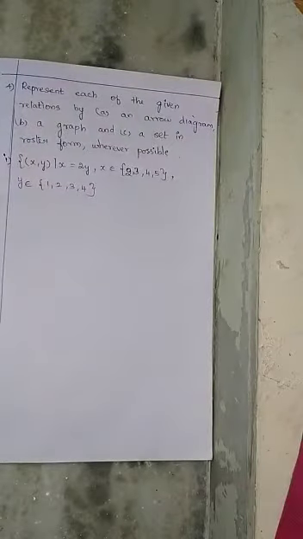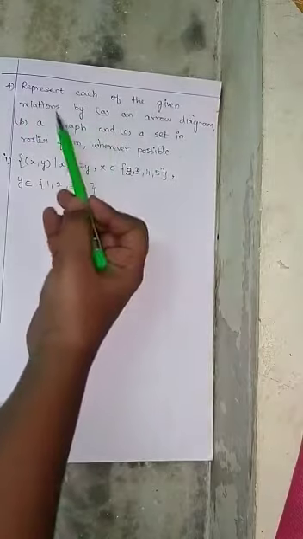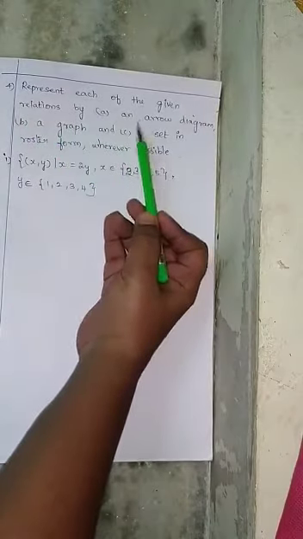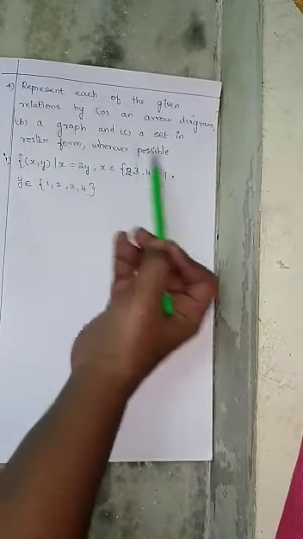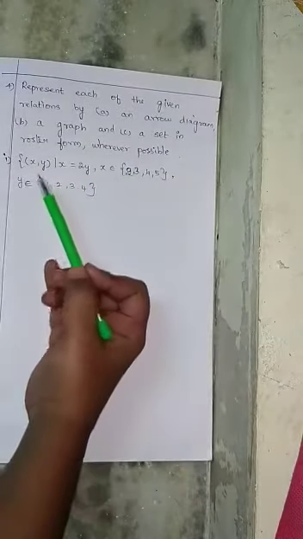Last video we saw third sum. Now we are going to see fourth sum. Represent each of the given relation by A. An arrow diagram, B. A graph, and C. A set in roster form wherever possible.